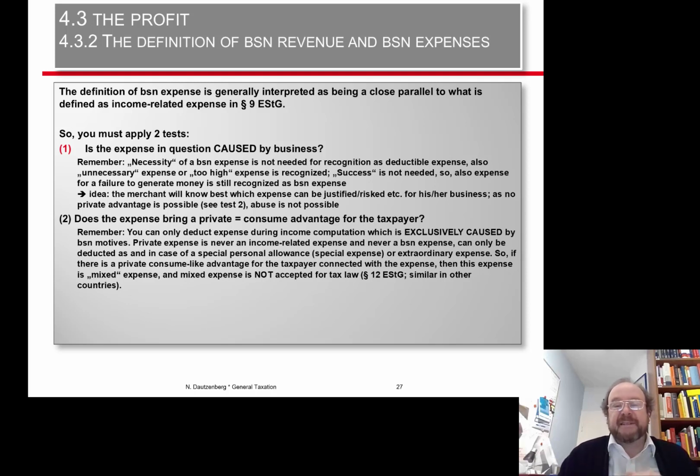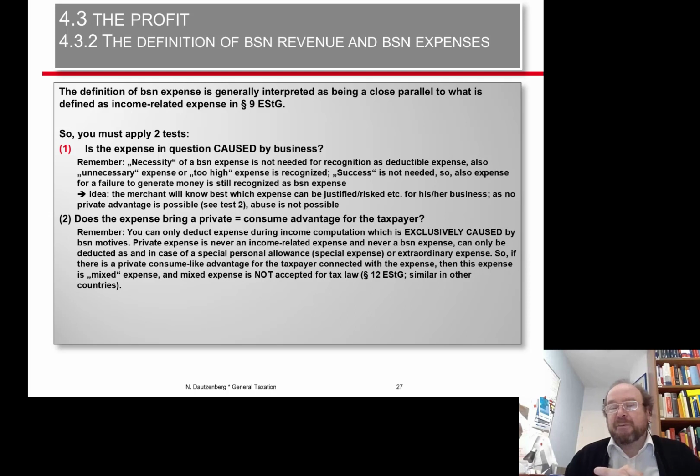That first test says, we trust in the merchant. The merchant is the person who knows his or her business best. So if the merchant thinks it could be a chance to invest in something which might be a failure or might be a success, the merchant will know best. At least a tax officer working in an office far away from reality will not know better. So let's let the merchant decide about his own property and money. The only test which we do to prevent abuse is the second test.